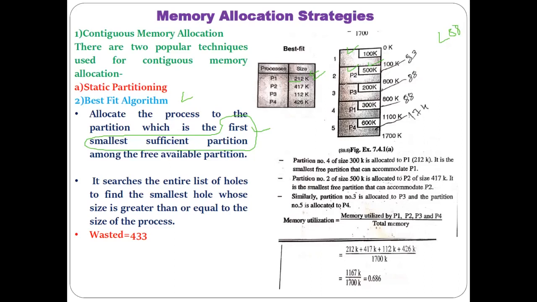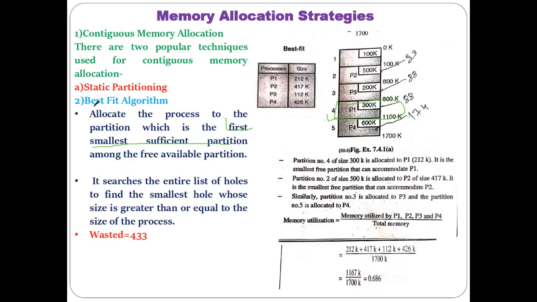Can we put P1 into partition 3? No, its size is 200K, so it is not possible. Can we put P1 into partition 4? Yes, because only 88K of memory is wasted here, but if you put P1 into partition 2, 288K is wasted. That is the reason partition 4 is the first smallest sufficient partition, so we can put P1 into partition 4.